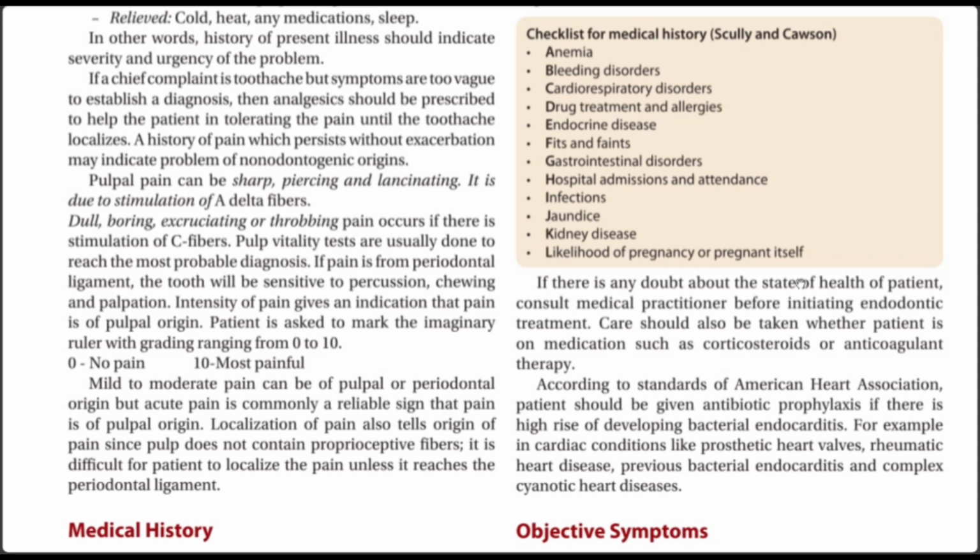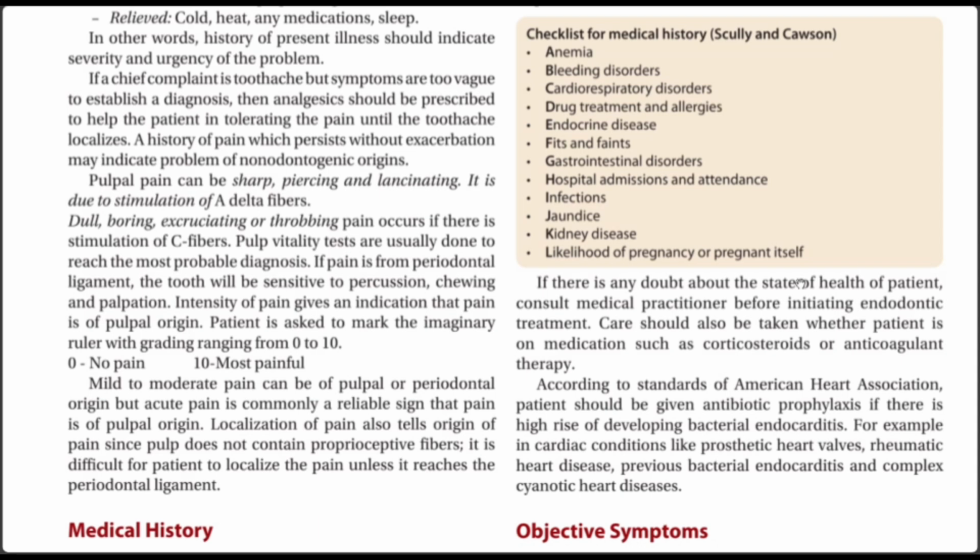Pulpal pain can be sharp, piercing and lancinating. It is due to stimulation of A delta fibers. Dull, boring, excruciating or throbbing pain occurs if there is stimulation of C fibers. Pulp vitality tests are usually done to reach the most probable diagnosis. If pain is from periodontal ligament, the tooth will be sensitive to percussion, chewing and palpation.